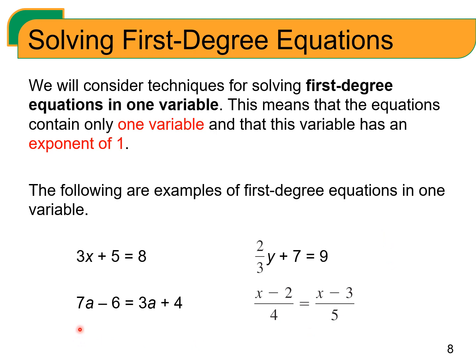Although you have 7a on the left and 3a on the right, you can do some algebraic maneuver to put them together. We're going to talk about this later. However, the highest power you have for the variable a is 1. Even though this looks very complicated, if we focus on the exponent of x, both are 1 on either side. Therefore, all 4 equations are first-degree equations.